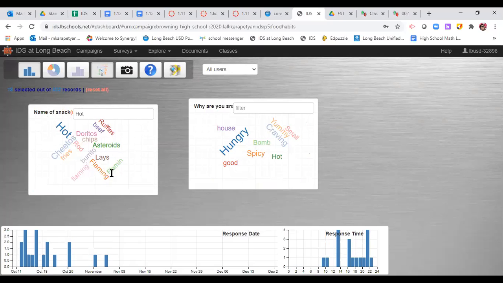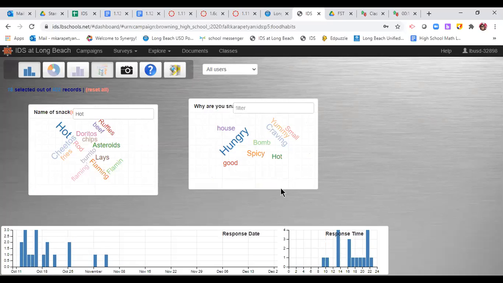So they give me other words that were connected with hot here. So hot Cheetos, hot fries, hot rod, interesting. Hot Doritos, hot chips, hot beef, hot Ruffles, hot asteroids, Lay's, flaming, again, right? Different spellings. Hot burrito. Okay. So these are all words that were put in with the word hot.